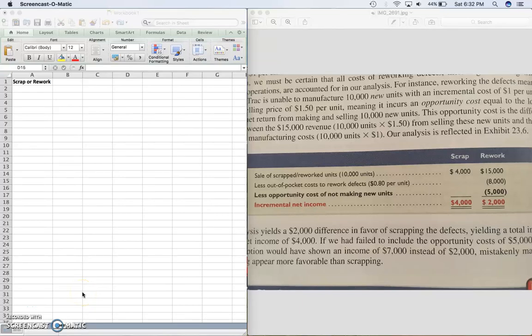Alright, so this is for Scrap or Rework for Managerial Accounting, Chapter 23. This video focuses on decisions to either scrap or rework a certain part. Something important to remember is that the costs already incurred in manufacturing units of a product that don't meet quality standards are sunk costs, and they cannot be changed.